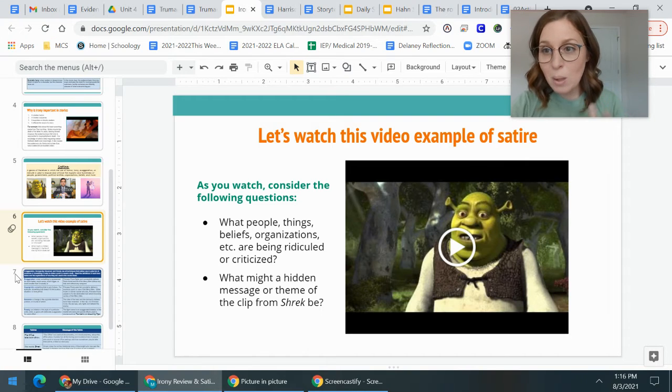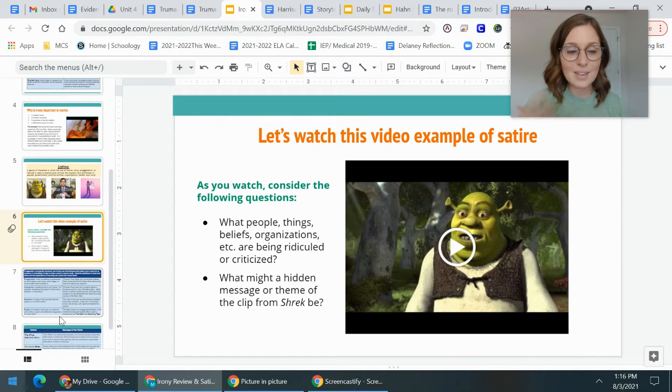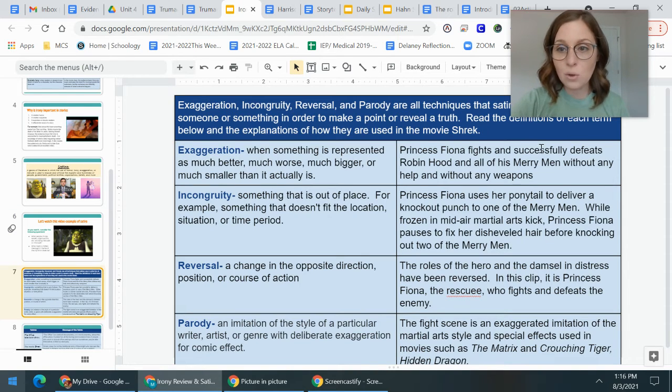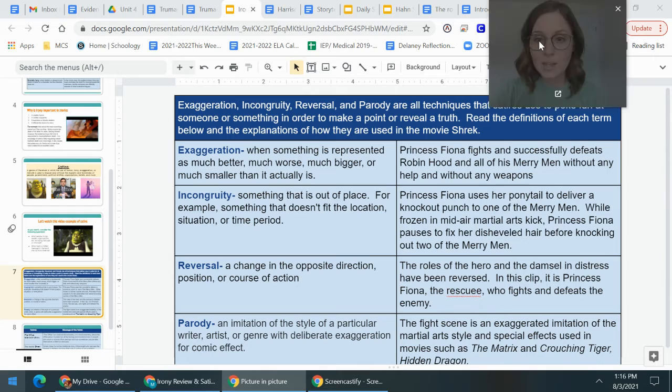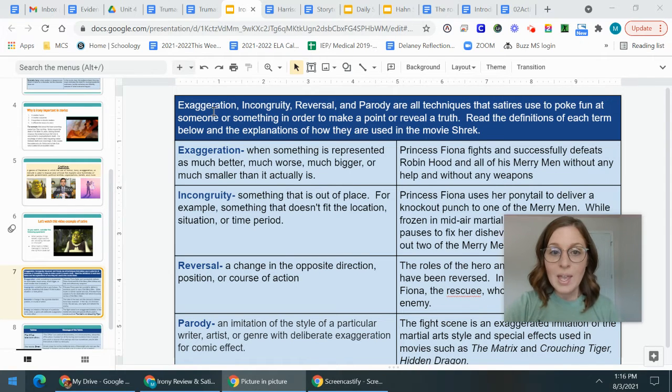Okay, so now I'm assuming you have watched the Shrek video clip and you saw Fiona fighting the robbers, the thieves, in an unexpected way. And so you were supposed to be thinking about what was being ridiculed, what was being criticized, what could be a theme. Well, let's break it down into some categories. I know this is a lot to read. Okay, so let's start at the top here.